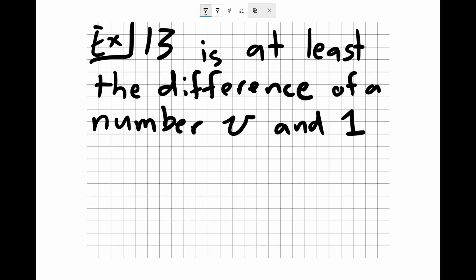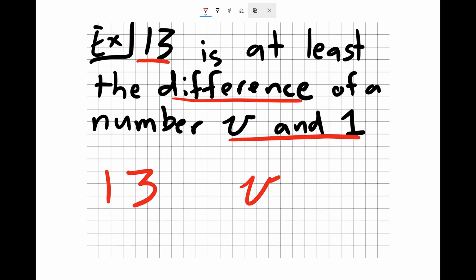So let's go by parts. Again, you have 13 and you have the difference of a number V and 1. So let's go ahead and set that up. 13, and you have V and 1. Again, quick review. Whenever you see the word difference in mathematics, that simply means to subtract. The difference of a number V and 1.